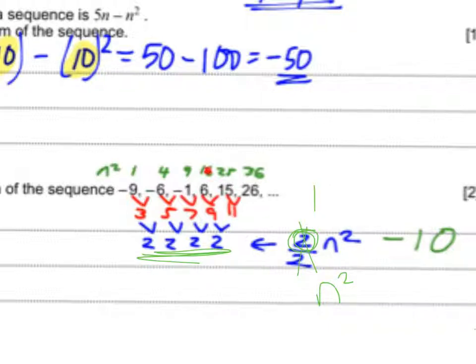Take away 10. What about 16 to 6? Take away 10. It's repeating itself. Check the negatives. 9 take away 10 is minus 1. 4 take away 10 is minus 6. So that's why that one there is minus 10. So that would need to be added in. N squared. N squared, yeah?